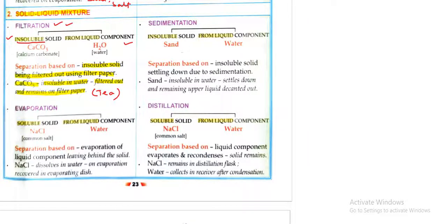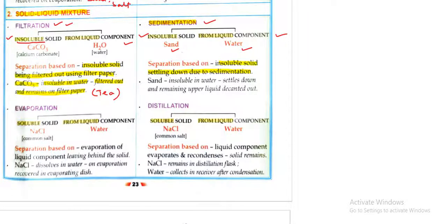Next we will see the sedimentation method. So what is the sedimentation method? In the sedimentation method, there will be one insoluble solid and one liquid component, like sand and water. The insoluble solid settles down due to sedimentation. Okay students, what is the difference between filtration and sedimentation? In filtration the insoluble solid doesn't settle down, but in sedimentation the insoluble solid settles down. For example, sand and water.